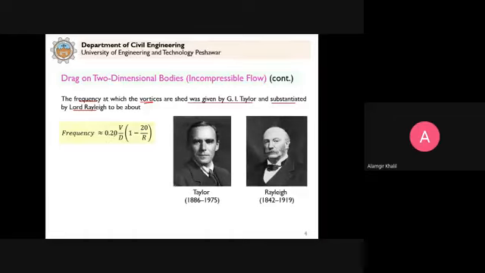The frequency will be equal to 0.2 times V by D, velocity by diameter, times (1 minus 20 by R), where R is the Reynolds number. So we know all the parameters. Clear? And why are we interested in this? Because a serious condition can result if the natural frequency of vibration of the structure is equal or close to the frequency of the shedding vortices. So this is written in your textbook.